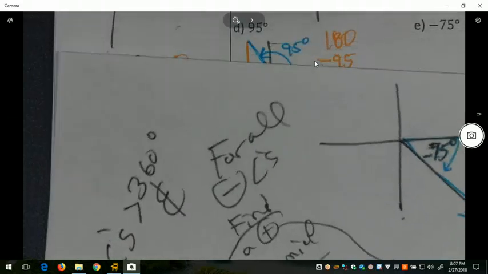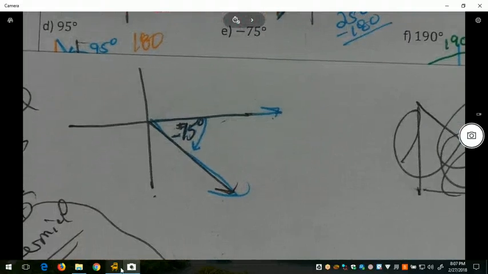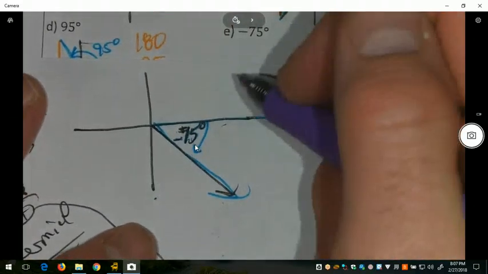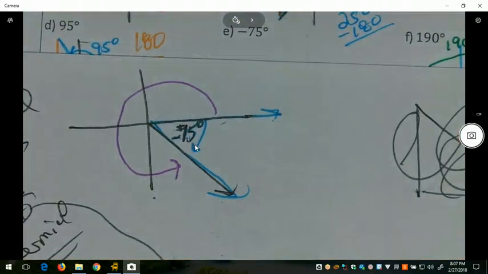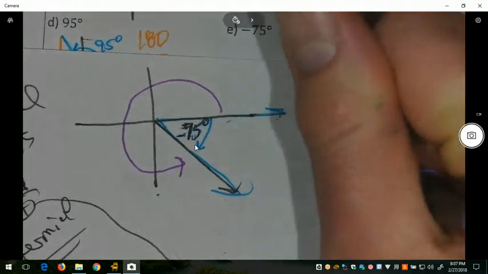Here we go. So we have this picture of this 75 degree angle. We are going to find a coterminal. Well, I could go the other direction to get my coterminal. In fact, I would do negative 75 plus 360, or 360 minus 75, and I get 285 degrees.